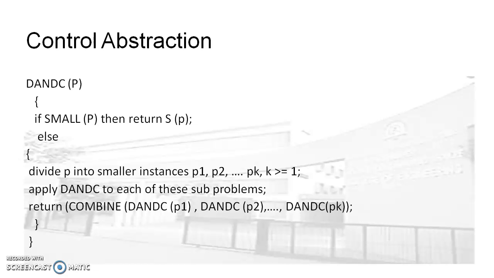And we apply the divide and conquer strategy to all the k subproblems that are formed. Then we return the combination of the solutions of all the subproblems to which divide and conquer was applied. So the solutions of divide and conquer applied to P1, P2 up to Pk are combined and returned as the solution to the original problem. So that is the control abstraction.